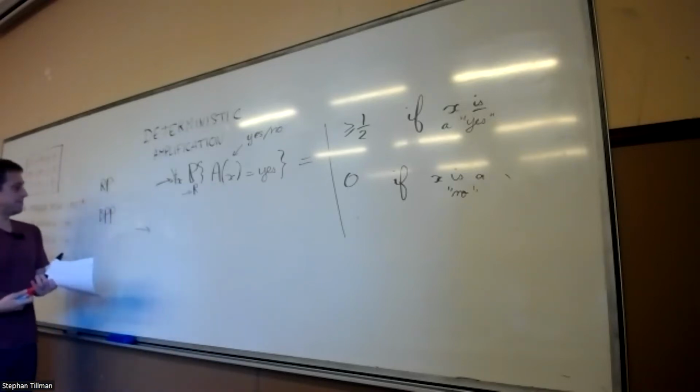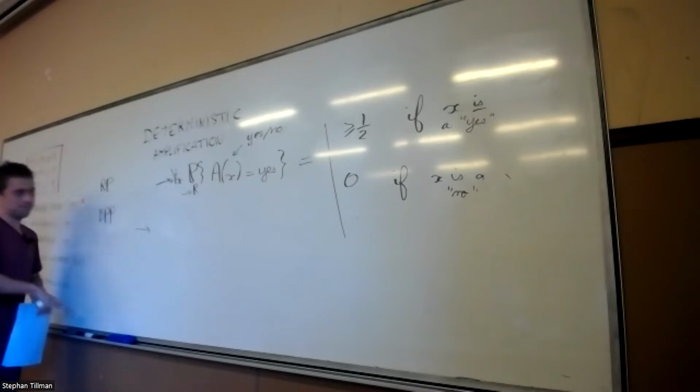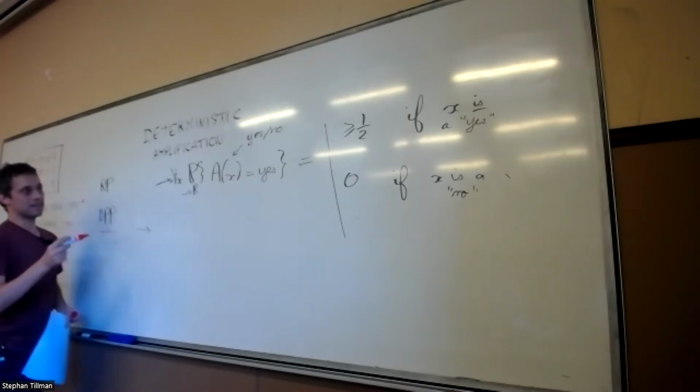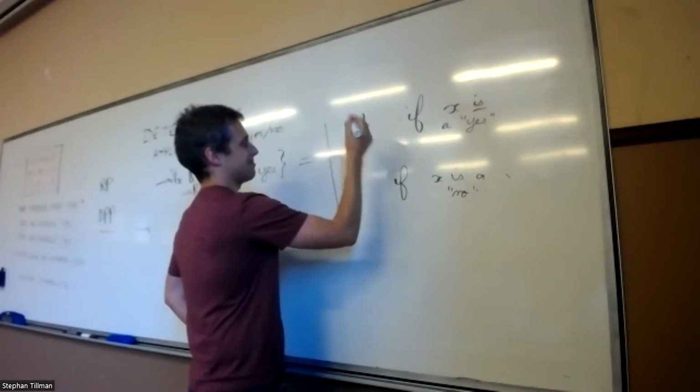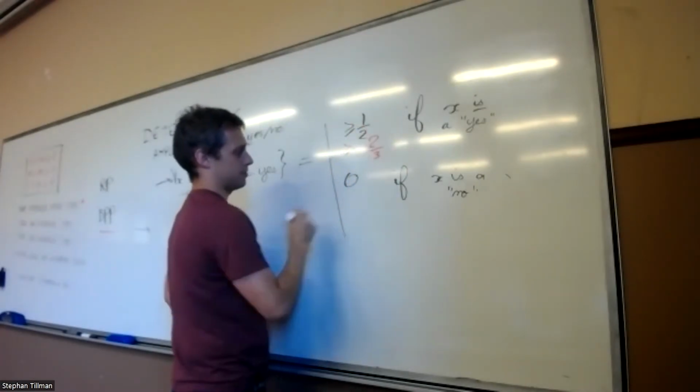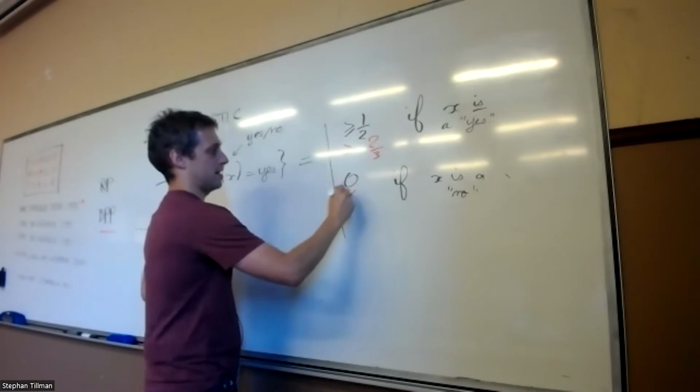And then we've got BPP, the other one, which is just saying, let's say 2/3 and 1/3.